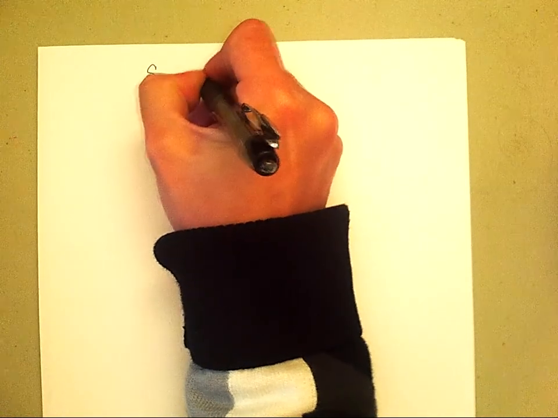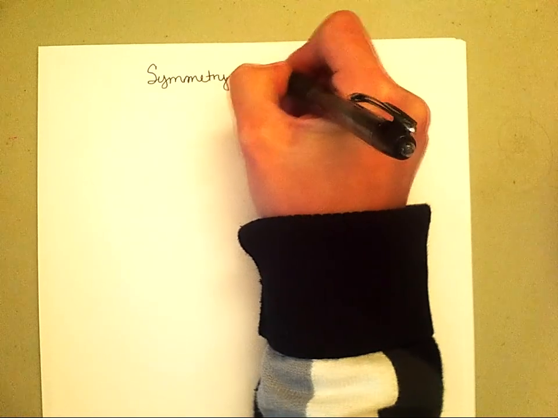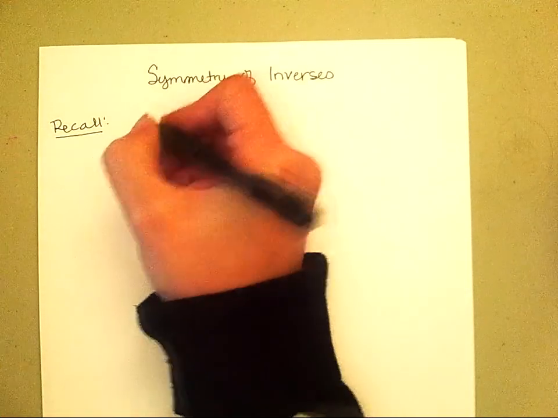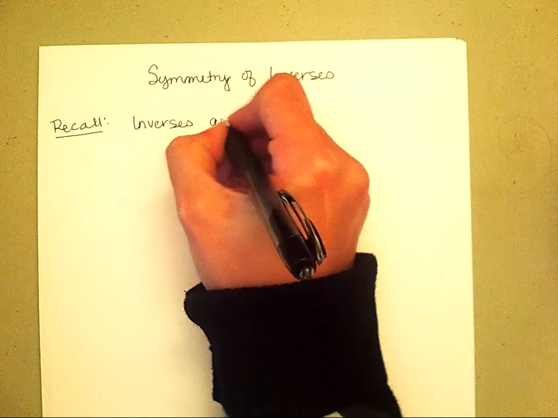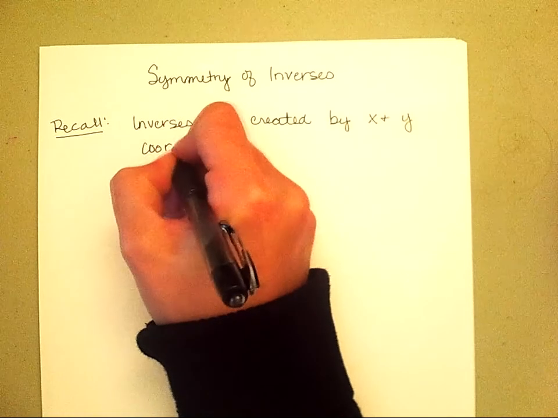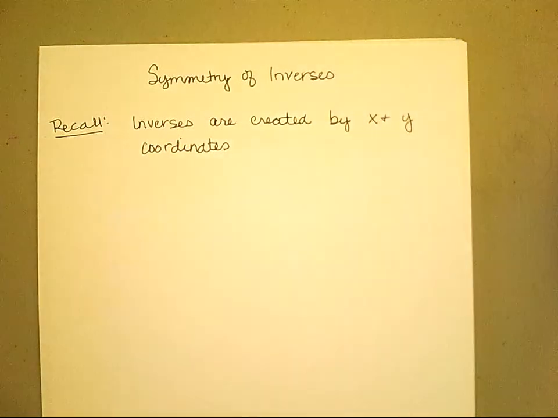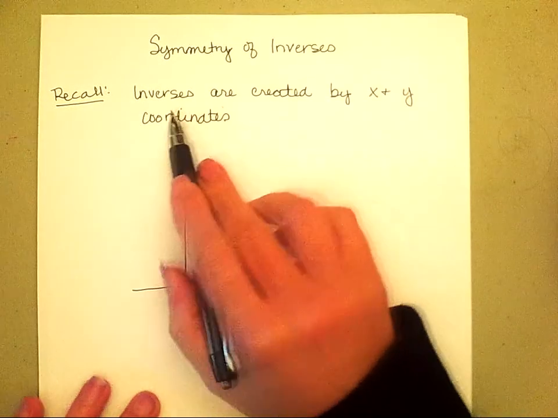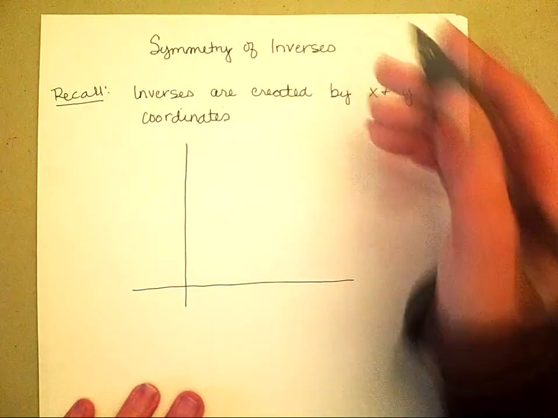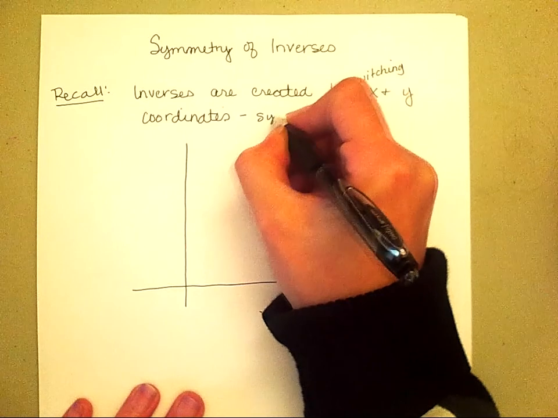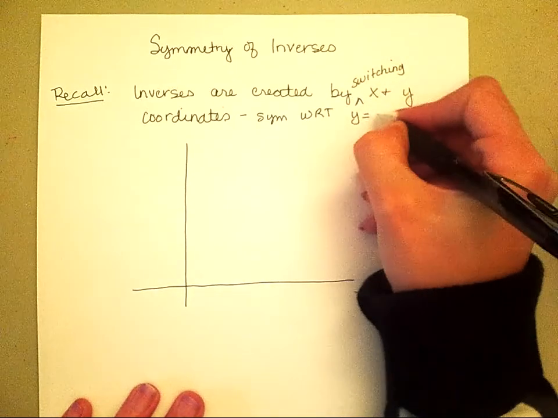Okay. So recall that there is symmetry in inverses. That is, inverses are created by switching the x and y coordinates of an ordered pair. All right. So let's say, for example, we have this graph. Inverses are created by switching x and y coordinates, which leads to symmetry with respect to the line y is equal to x.